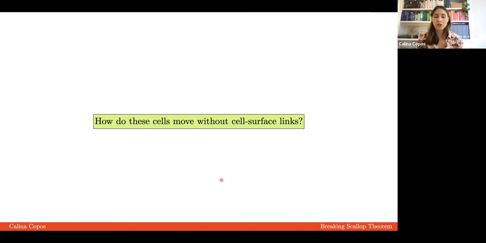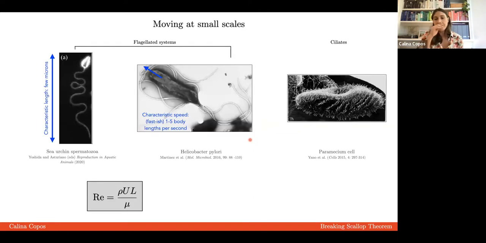If you were to sit in a lab where maybe you build robots or maybe you build a computer model, what would the necessary ingredients be in order to make a cell move in that channel without having any connections between the cell and the surface? Let me tell you a little bit first about the environment that cells feel. First of all, cells are relatively small. They are a few microns in length.